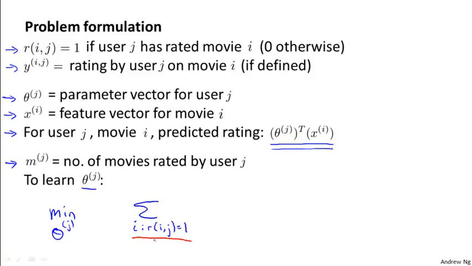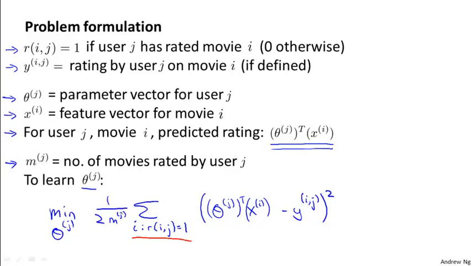So this is really summing over all the movies that user j has rated, and then I'm going to compute theta j transpose xi. So that's the prediction of user j's rating on movie i, minus Yij, so that's the actual observed rating, squared. And then let me just divide by the number of movies that user j has actually rated. So let's divide by 1 over 2 mj. And so this is just like least squares regression. It's just like linear regression, where we want to choose the parameter vector theta j to minimize this type of squared error term.